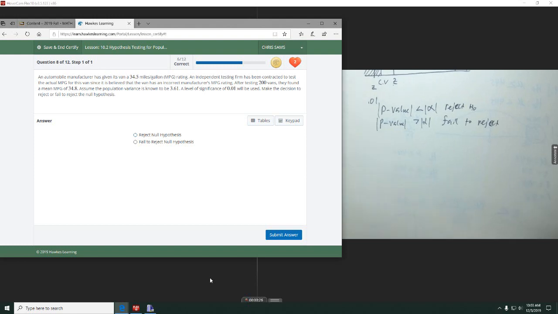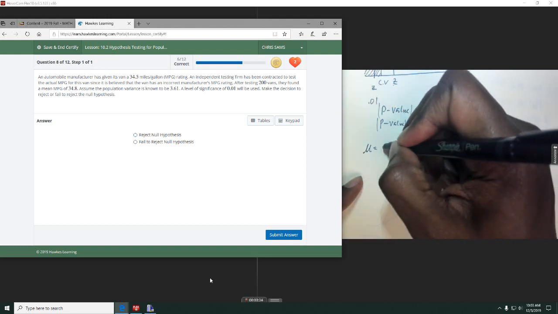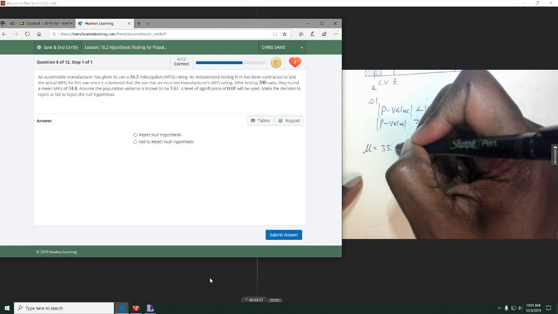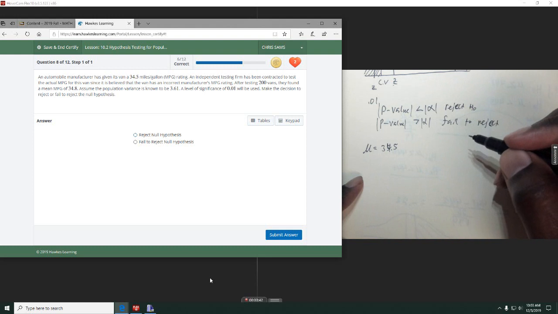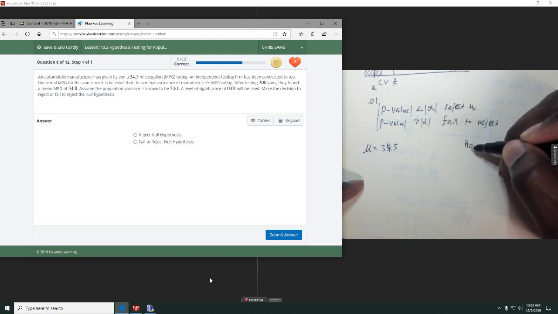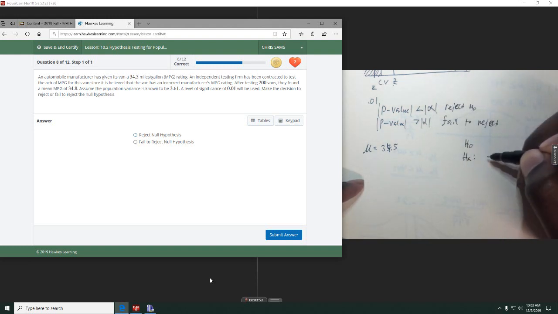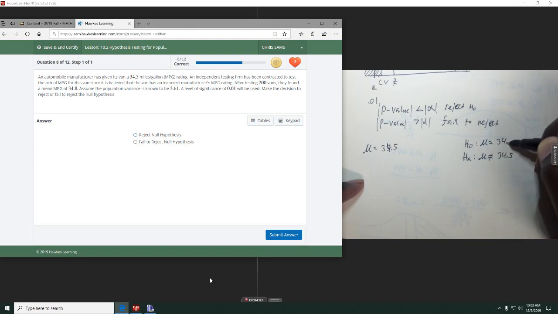So in this problem, automobile manufacturer has given the van a 34.5 MPG rating. Okay, so our mean is 34.5 MPG. It says it is believed that the van is incorrect. Okay, so it just says incorrect. So my null and alternative: the alternative is my mean is not equal to 34.5. Null is the mean is equal to 34.5.